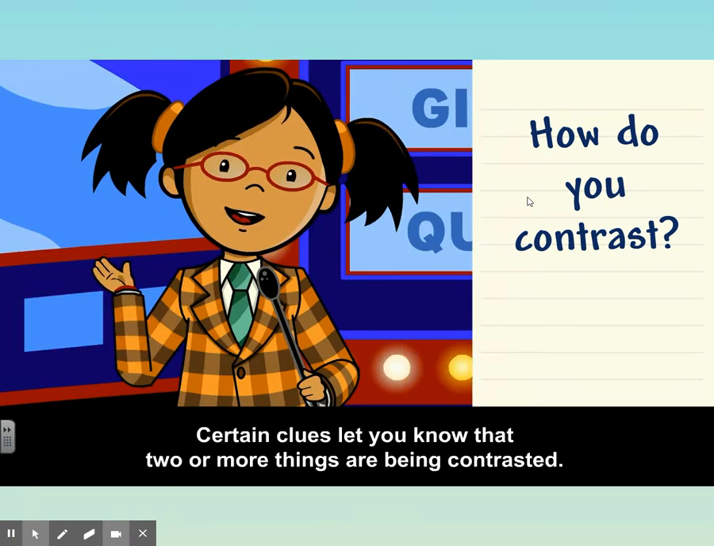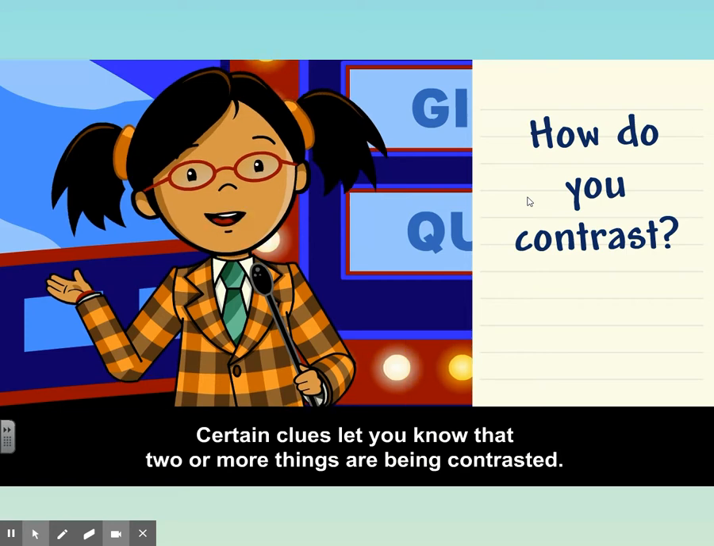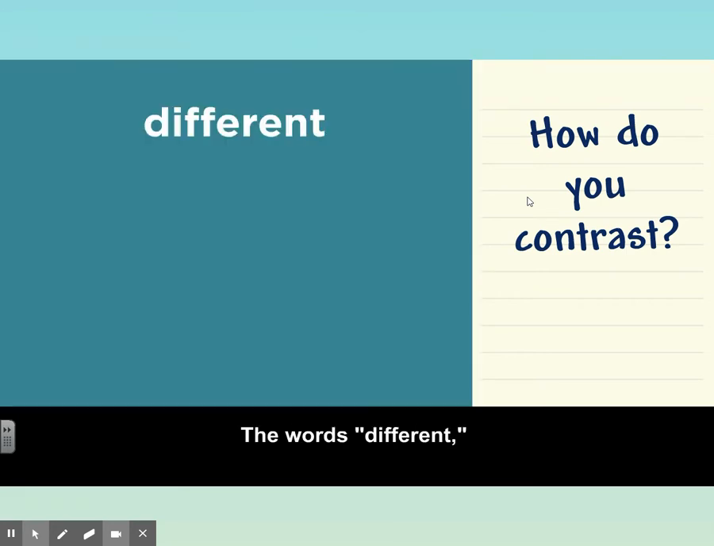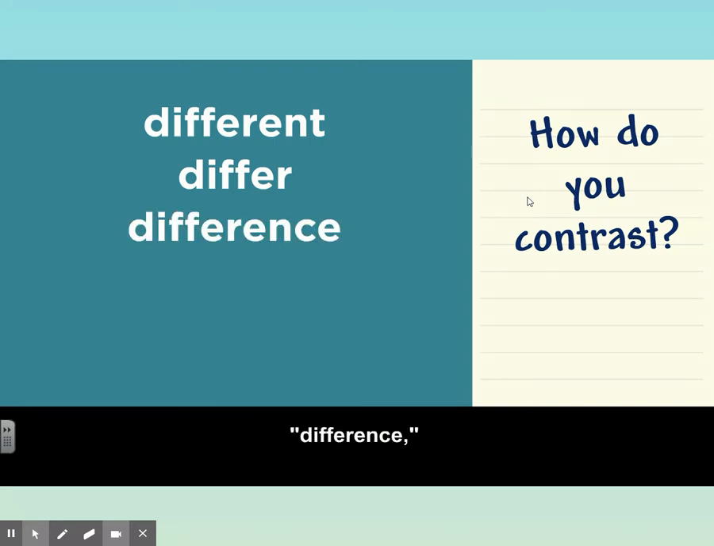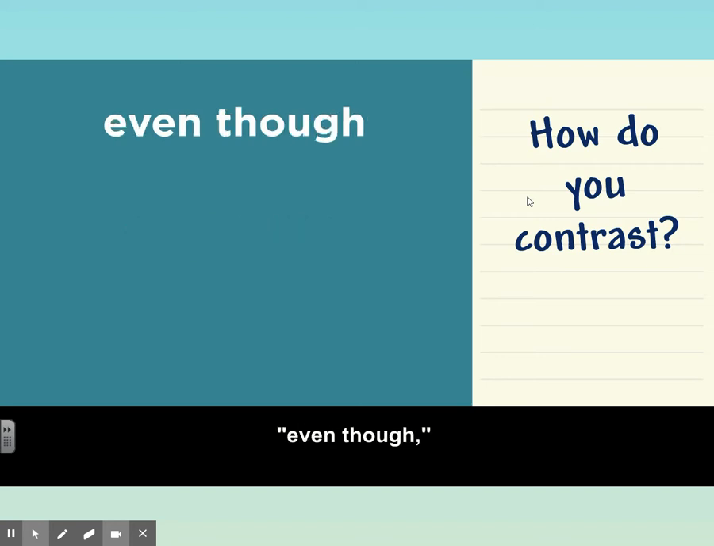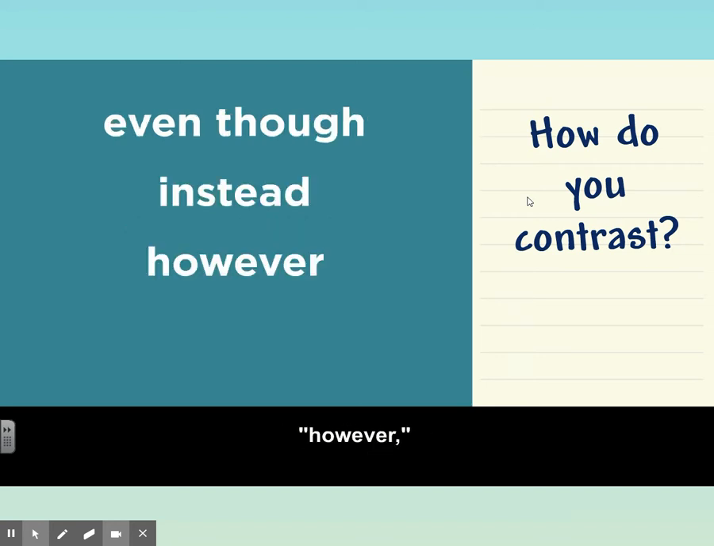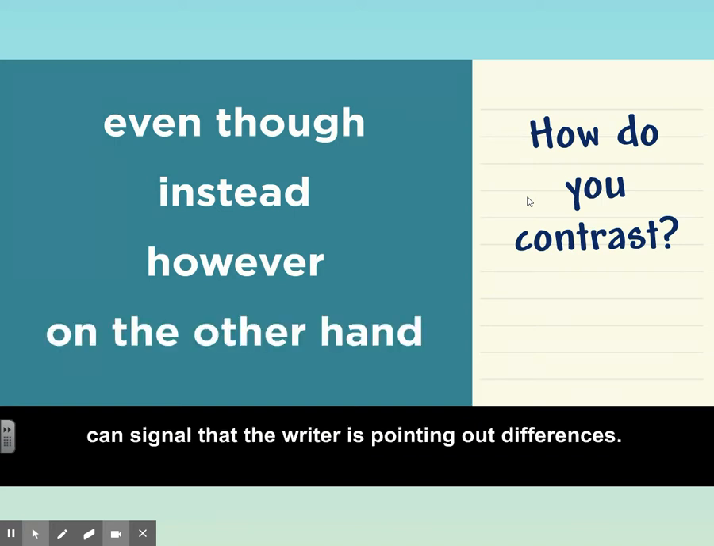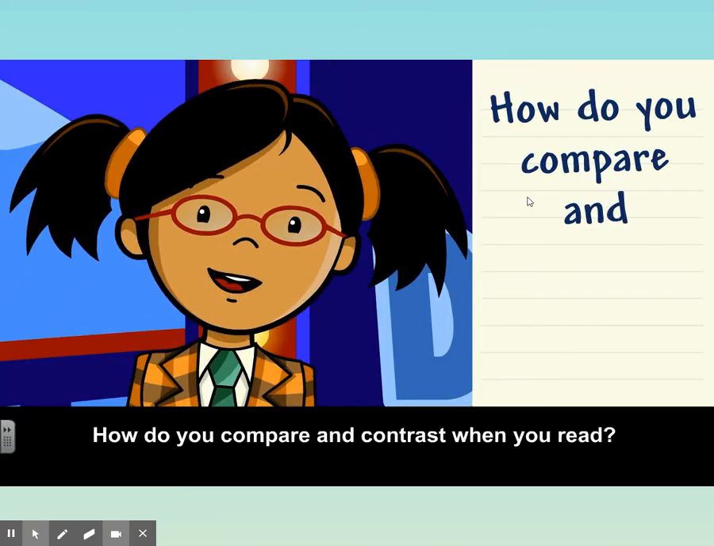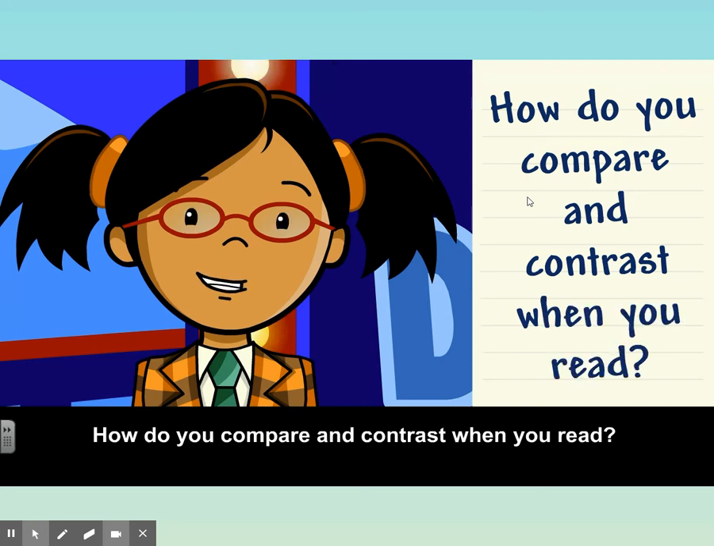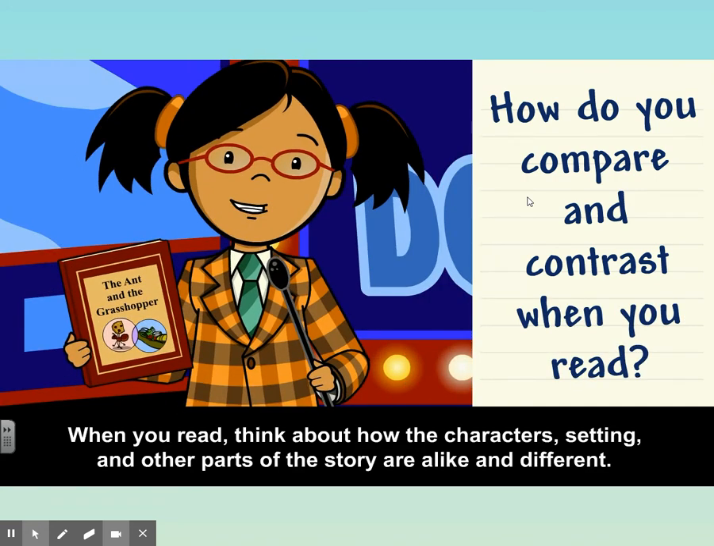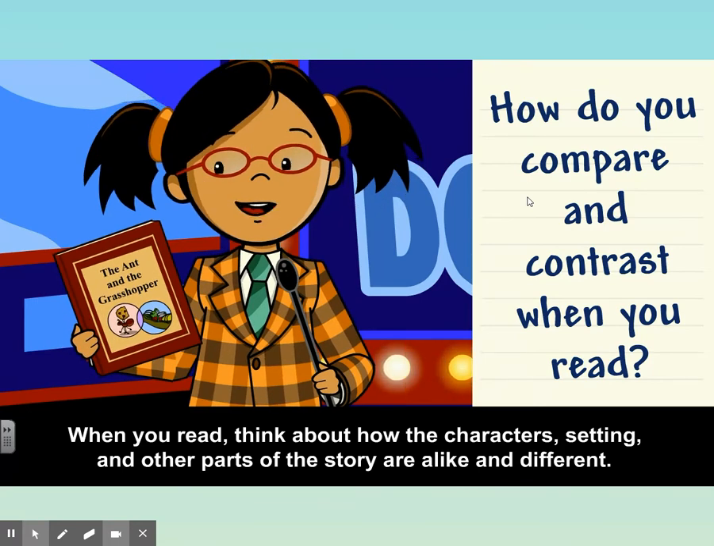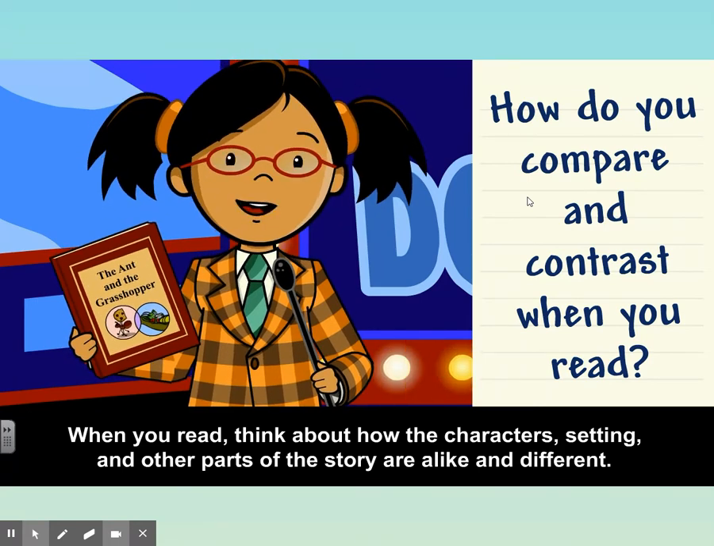Certain clues let you know that two or more things are being contrasted. The words different, differ, difference, unlike, although, even though, instead, however, and on the other hand can signal that the writer is pointing out differences. How do you compare and contrast when you read? When you read, think about how the characters, setting, and other parts of the story are alike and different.